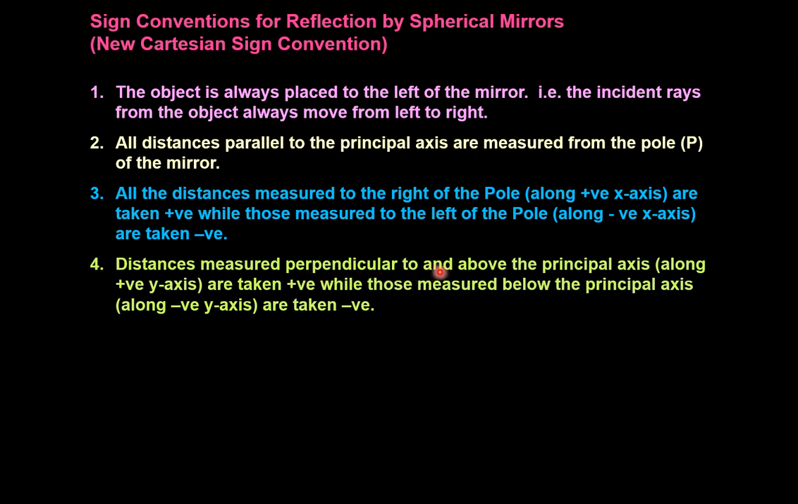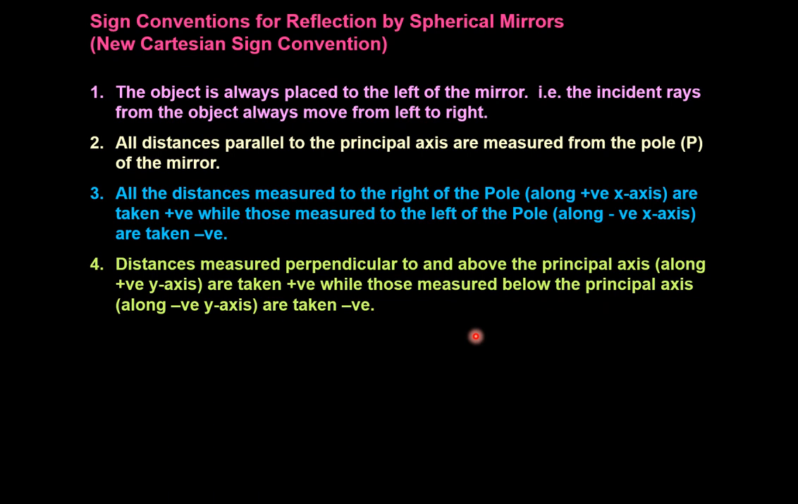That is, we can say y-axis, because x-axis we have already taken as the horizontal axis. So the vertical axis will be what? By default it will be y-axis. So any distance measured perpendicular to and above the principal axis has to be taken as positive, while those measured below the principal axis are to be taken as negative.